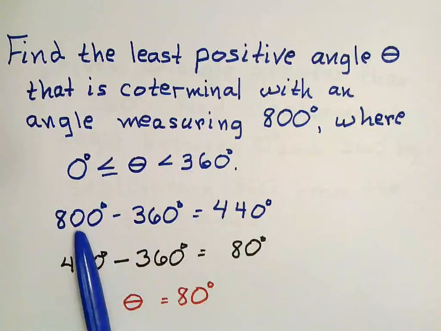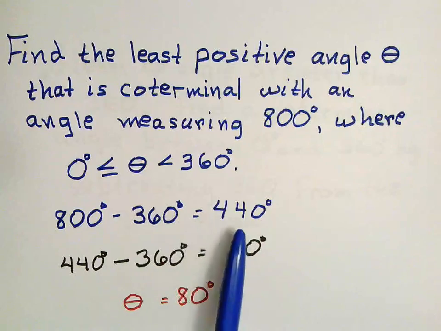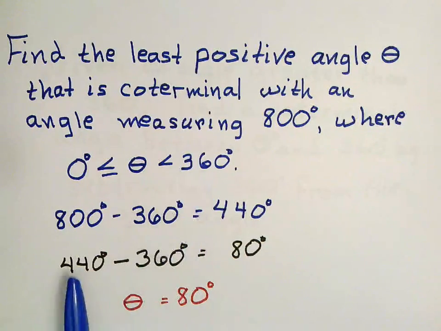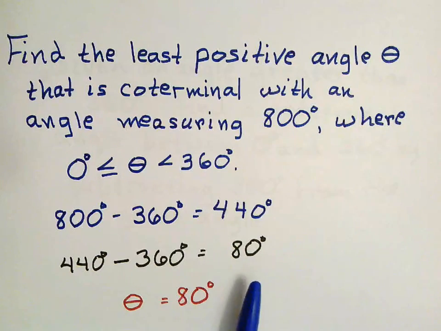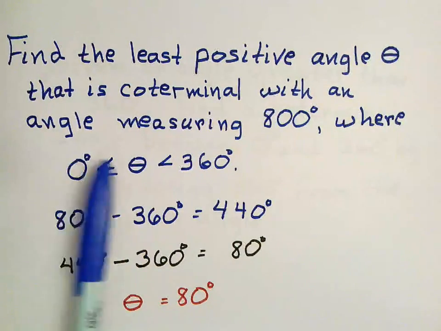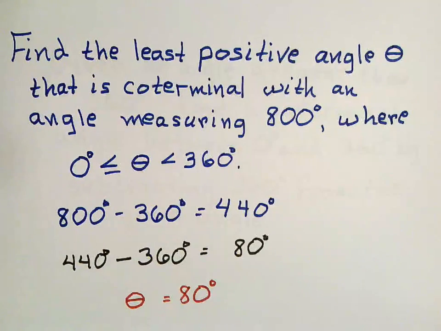So we're subtracting 360 degrees and we get 440 degrees. But 440 degrees is not between 0 degrees and 360 degrees. So we have to subtract 360 degrees again. And when we do that, we get 80 degrees. So our answer here will be theta equals 80 degrees, which is the least positive angle that is coterminal with an angle measuring 800 degrees.